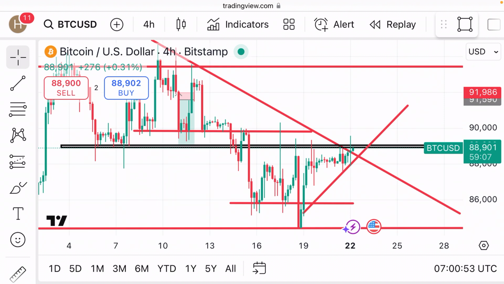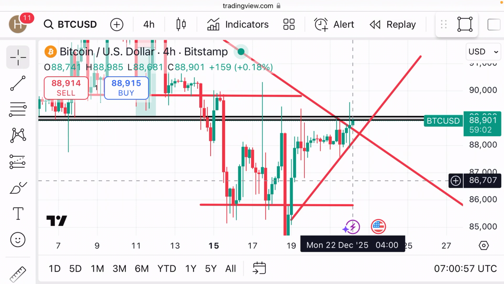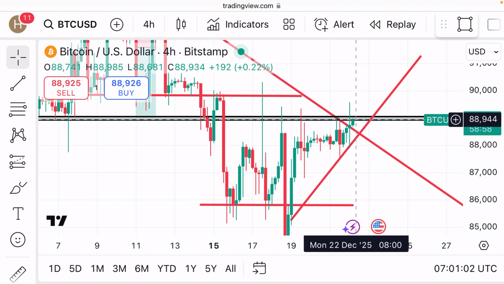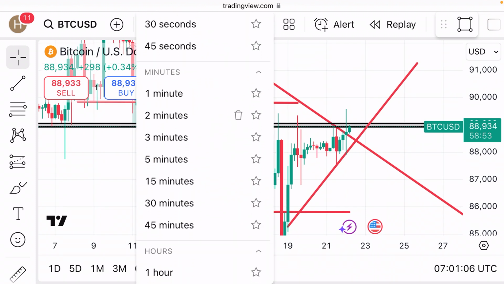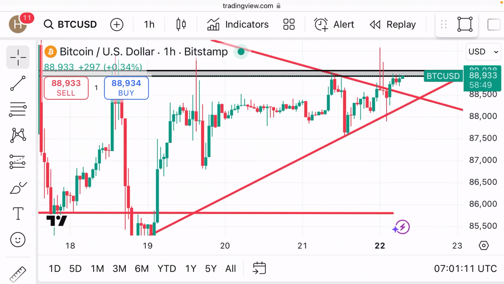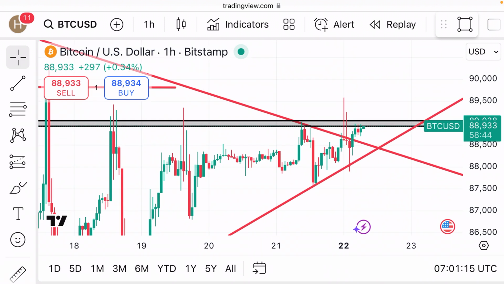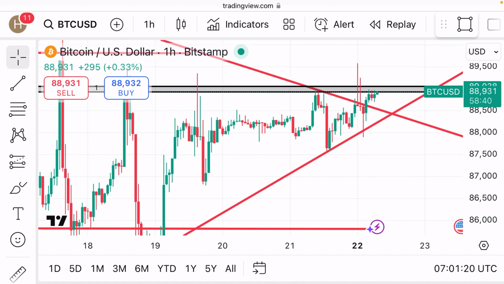So this is the 4-hour time frame. Now you can see the market has been reacting to this level. So what you want to do is check the 1-hour time frame. And when you check the 1-hour time frame, we see there's no entry. The 1-hour time frame also has to translate what you see in the 4-hour time frame to a very simple level.